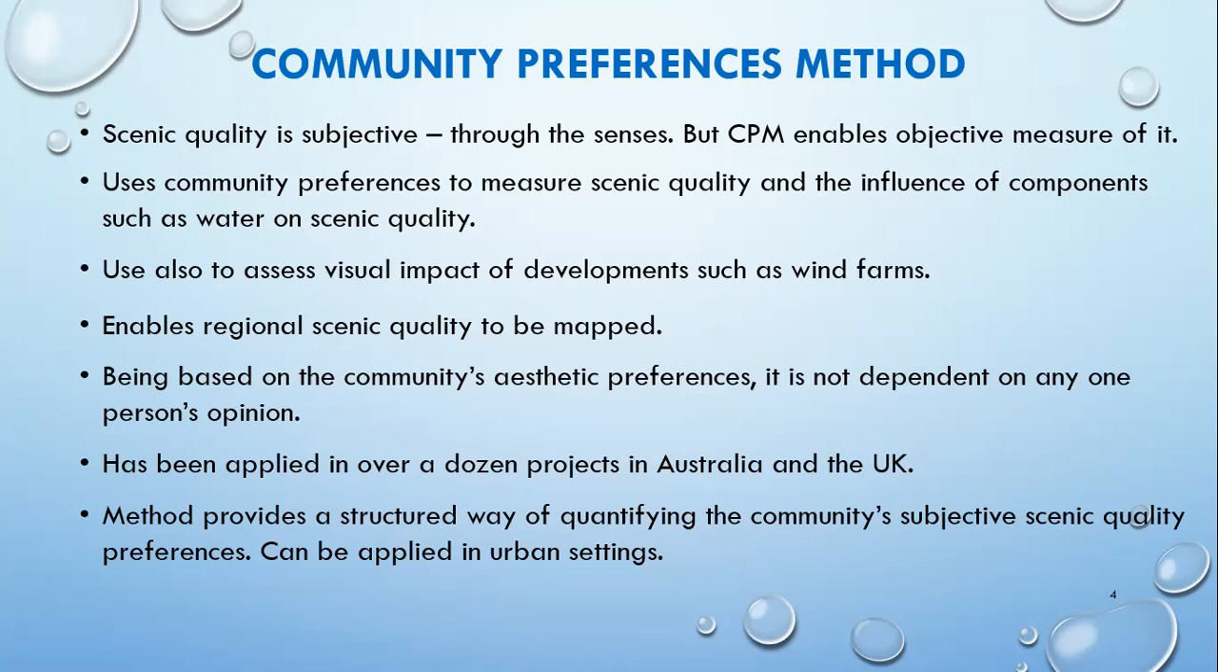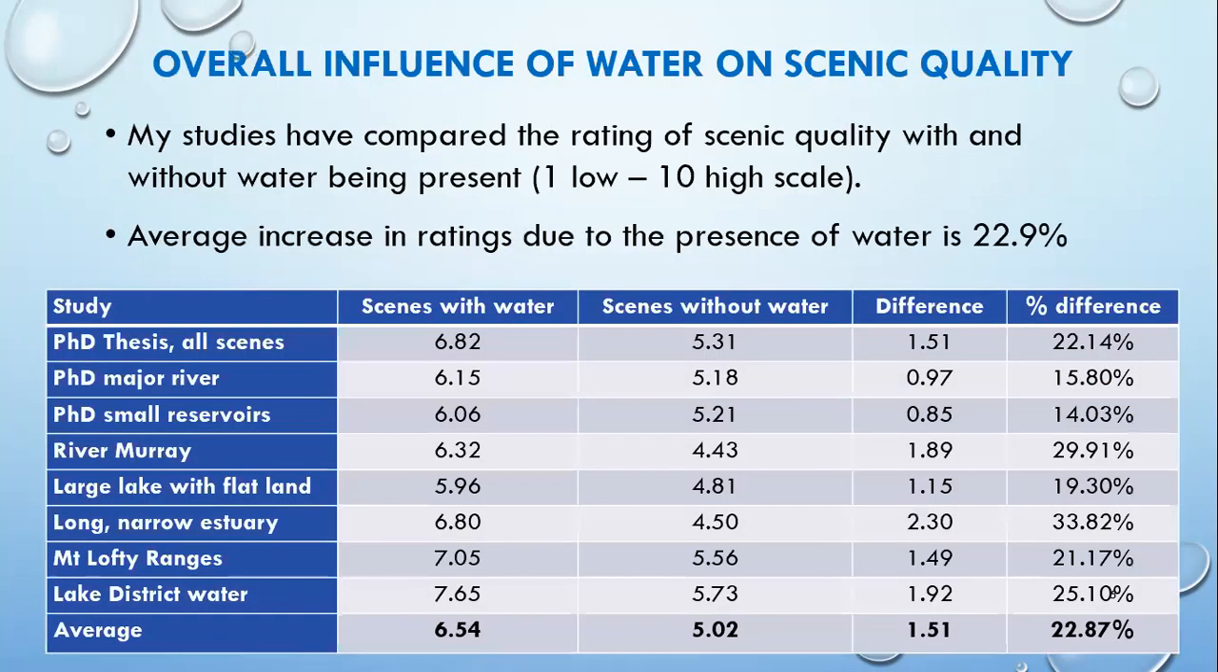The method provides a structured way of quantifying the community's subjective scenic quality preferences, and it can also be applied in urban settings. This chart compares the rating of scenic quality with and without water, and overall ratings increase with the presence of water by nearly 25%. So it's quite a significant increase, the presence of water.